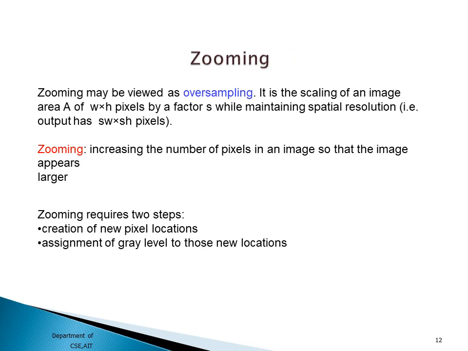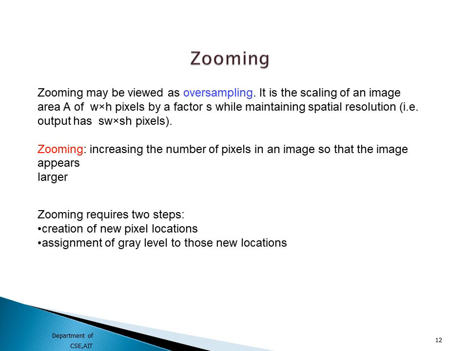Zooming is now also called oversampling. That means, if it is the scaling of an image, and I have width by height number of pixels, by some factor s, we are going to increase it. When you apply the factor s, it will be applied to the width and to the height also. So we are going to increase the number of pixels in an image so that it appears bigger. Zooming requires two steps.